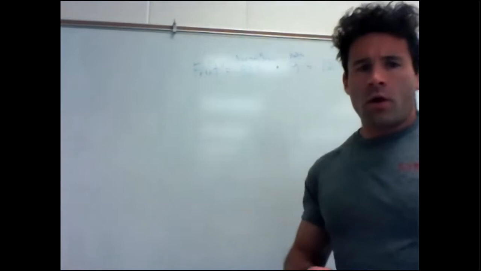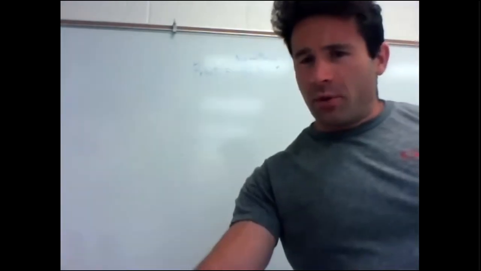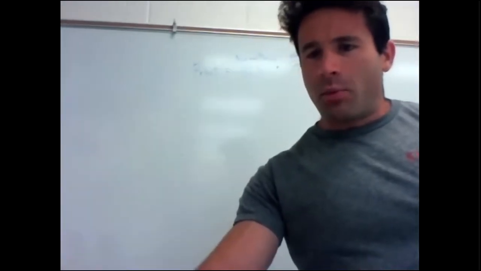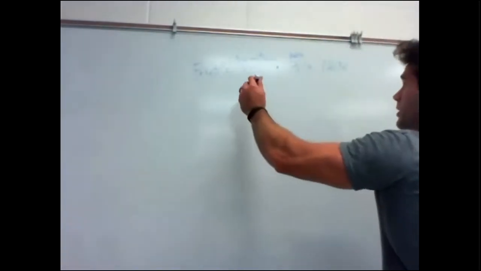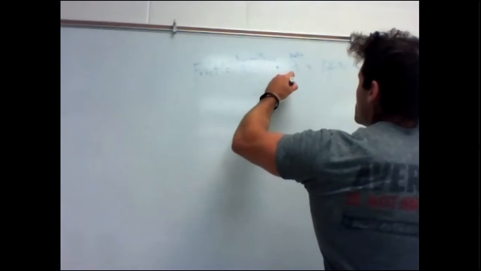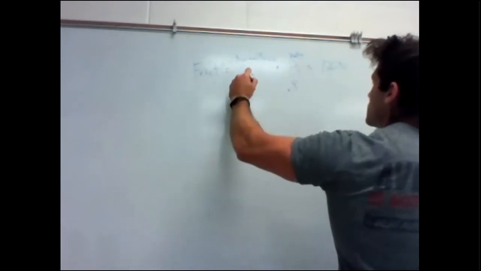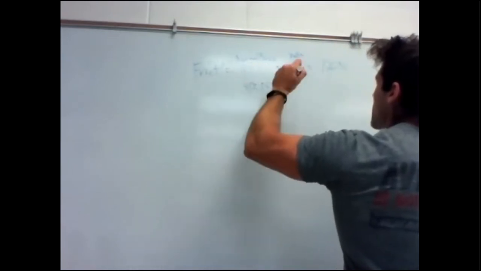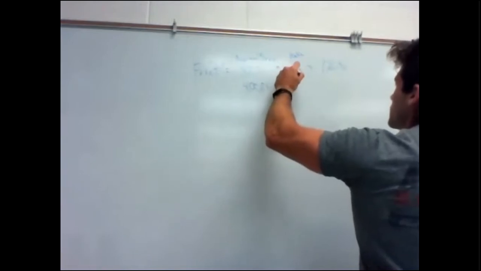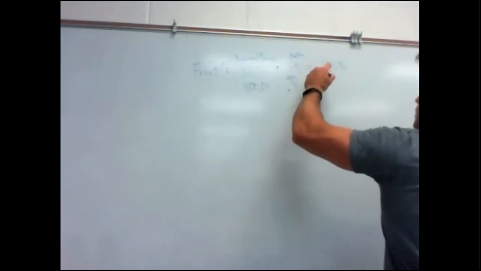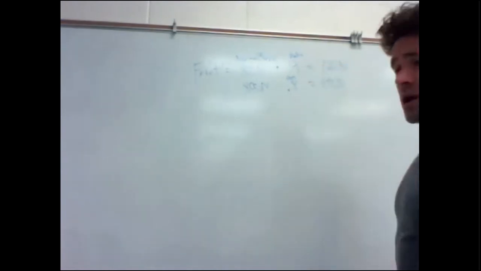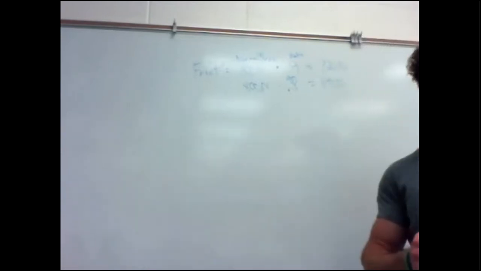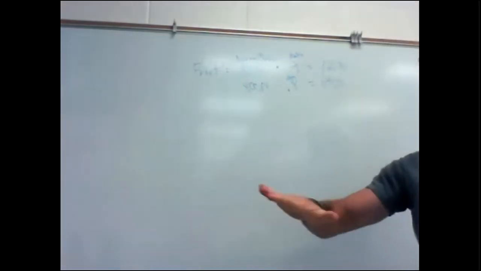However, if we already have the block moving, instead of using that 0.9, we're going to use that 0.8. So it's going to be the same basic formula, only we're going to be plugging in 0.8. So 800 newtons times 0.8 for the dynamic friction, which is going to give us a grand total of 640 newtons of force at least required in order to get that block to slide. Or to keep it sliding.